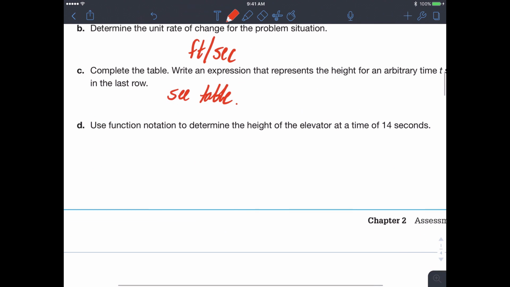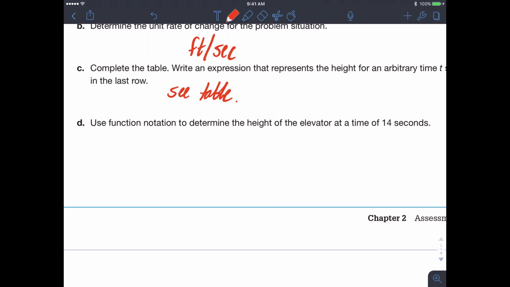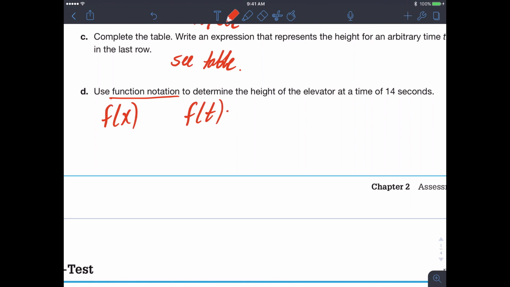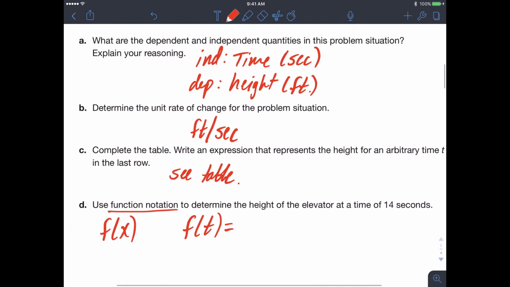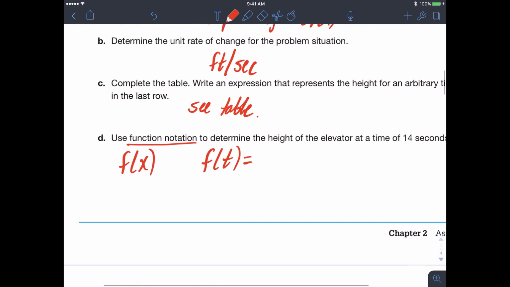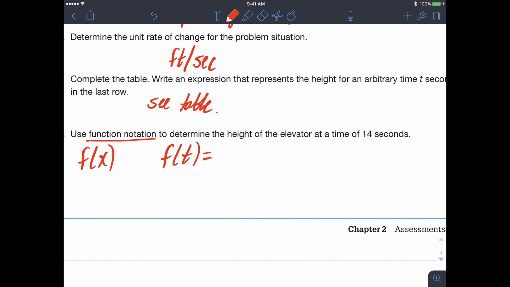Letter D. Use function notation to determine the height of the elevator at a time of 14 seconds. So, keyword, function notation. That's usually where you write f of x, or if it's a function of time, f of t. In this case, it's time. So we're going to do that. f of t equals, well, we did that already. We already wrote that expression right here: 12t. Let's just fill it in. f of t equals 12t.